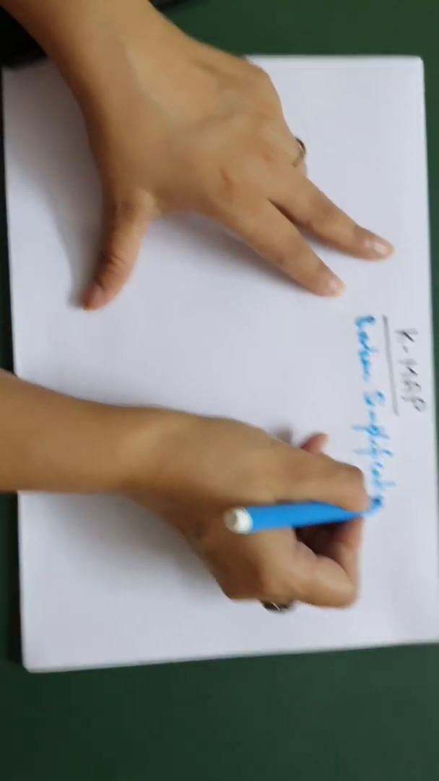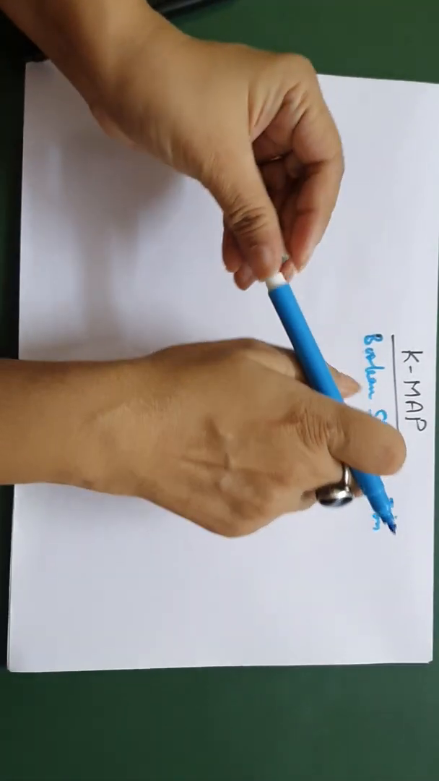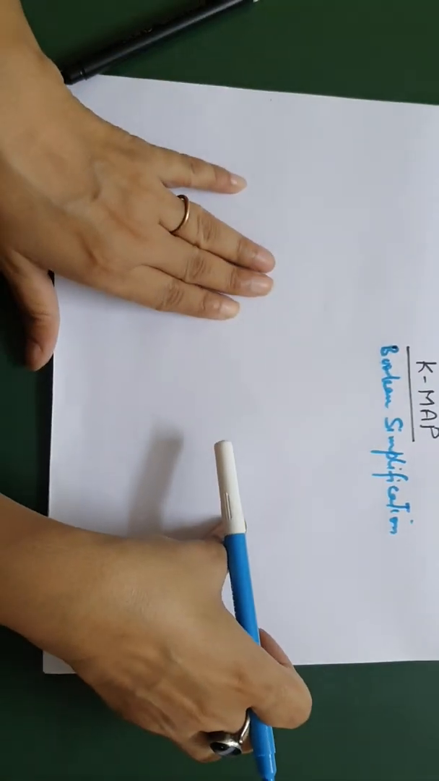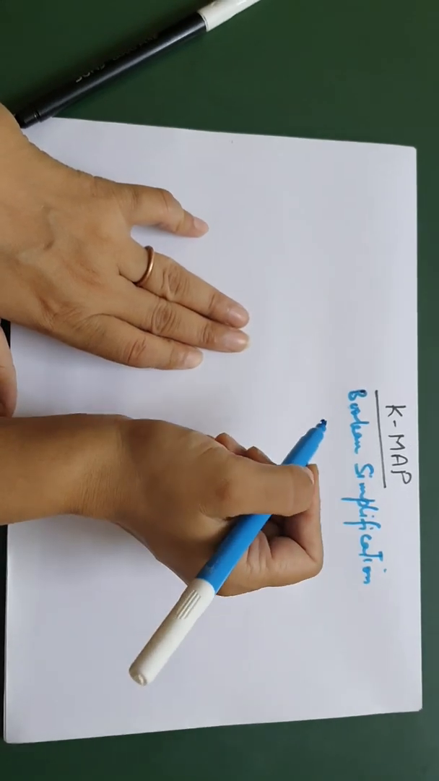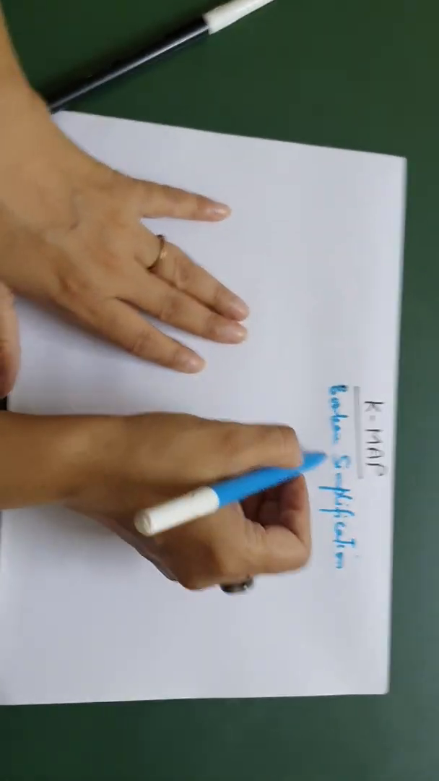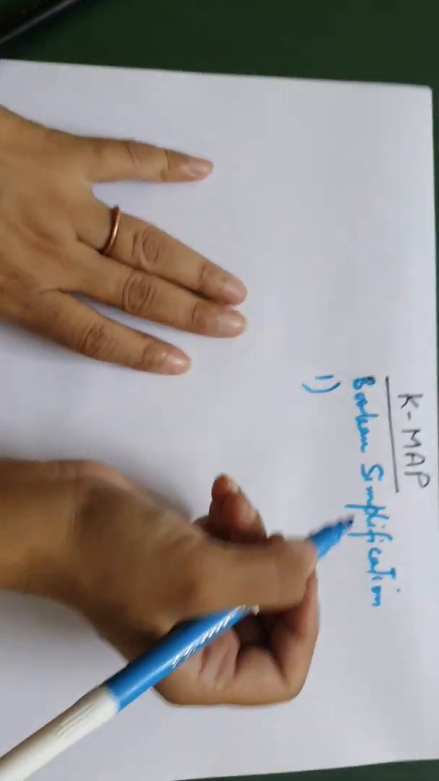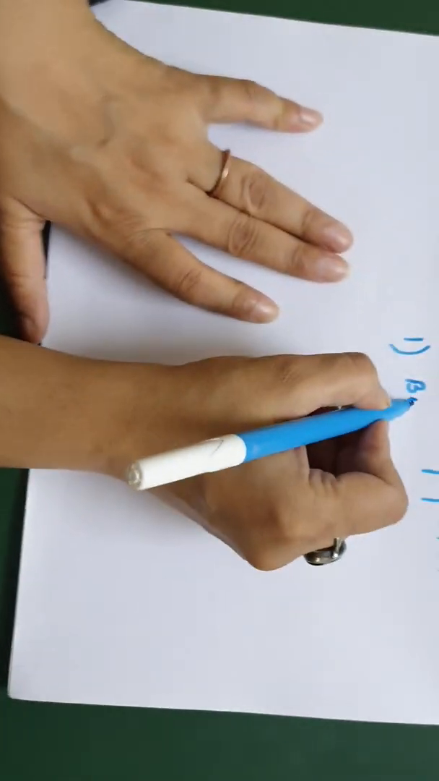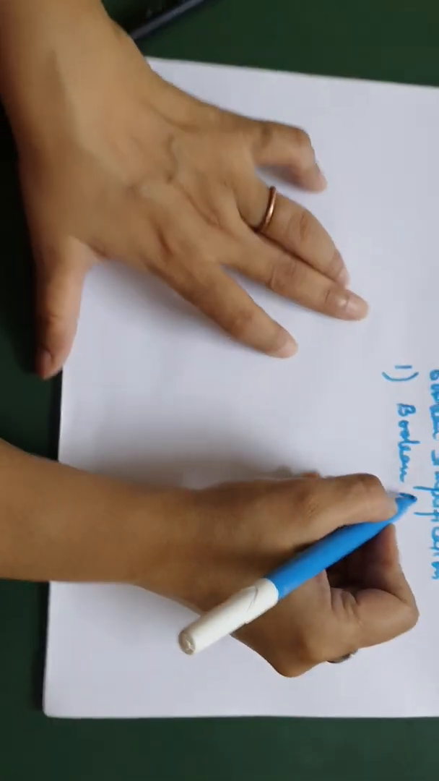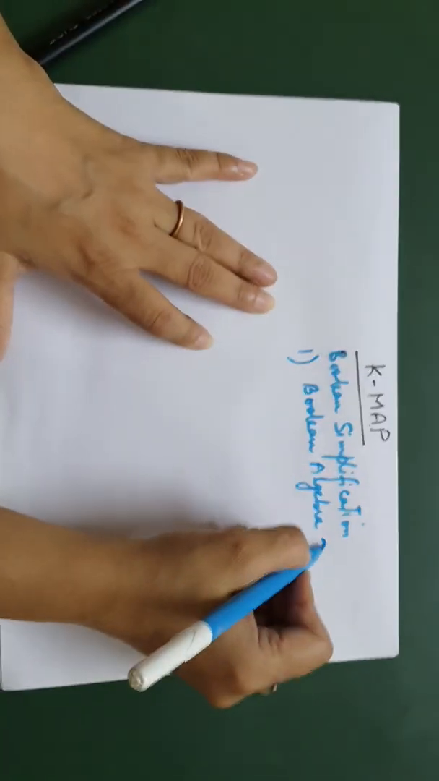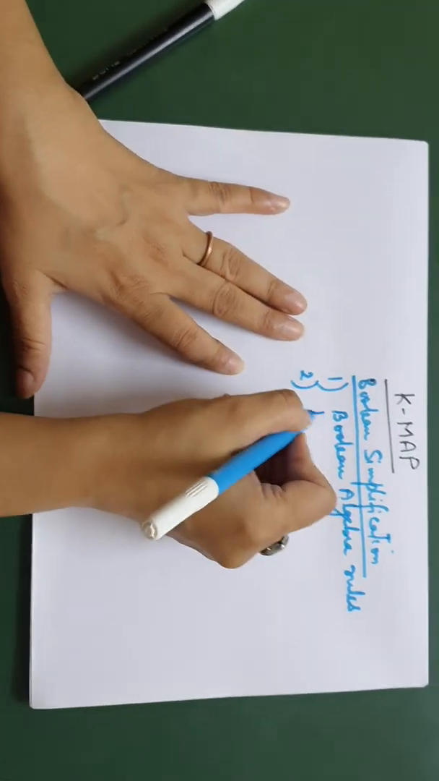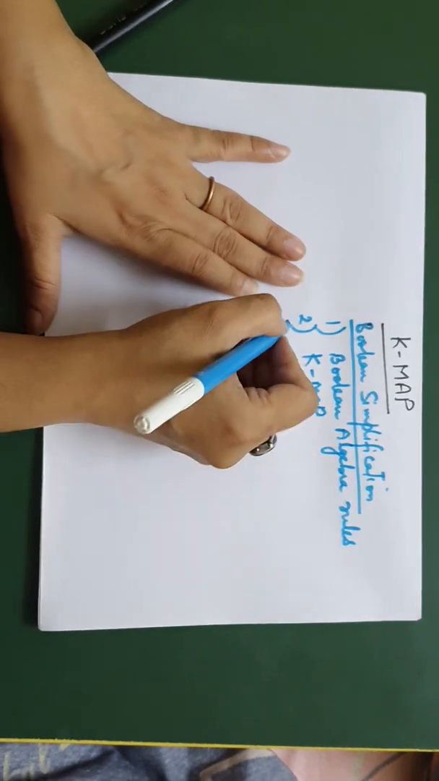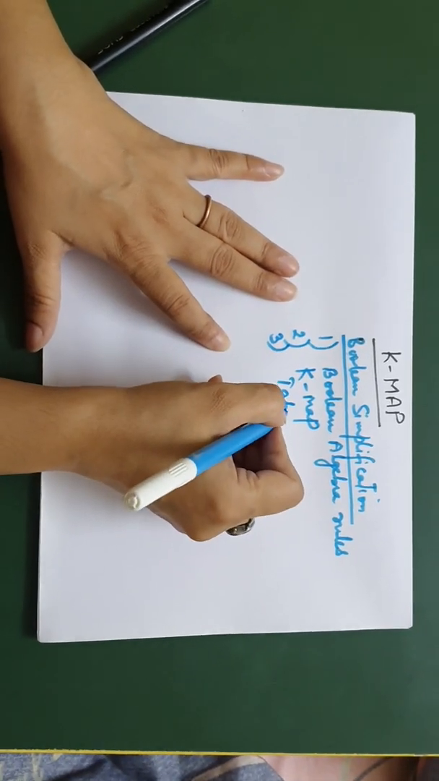In Boolean simplification, if n number of terms are there, we have a very long term and we need to reduce it. So how do we simplify that Boolean expression? There are three ways. First is Boolean algebra: by applying the Boolean algebra rules, you can simplify any Boolean expression. Or you can use the K map, or the third one is the tabulation method.